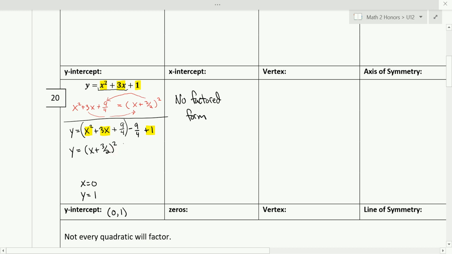And then the last piece, I need to find out what negative 9 over 4 plus 1 is. Well, 1 is 1 over 1. I need to multiply top and bottom by 4 to get a common denominator. So we add negative 9 plus 4, which is negative 5 over 4. And that is vertex form.